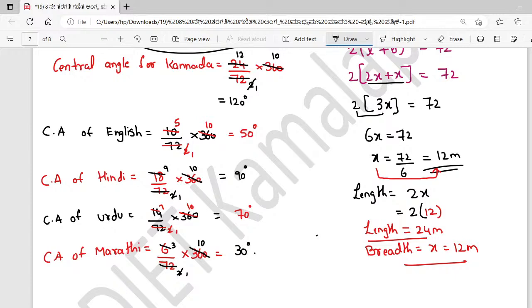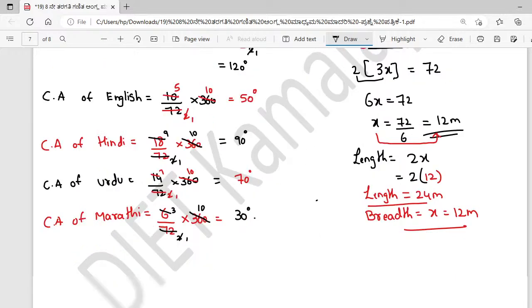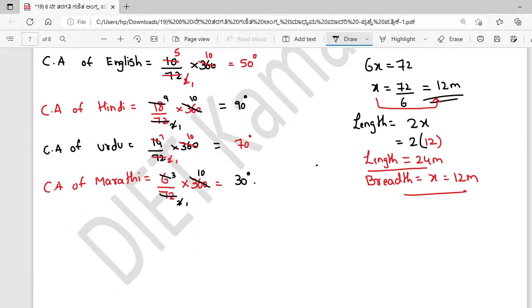Okay, and the next part, we need to draw the pie chart. Okay, so let us try to draw the pie chart. First draw the circle, take the radius, whatever radius you want.